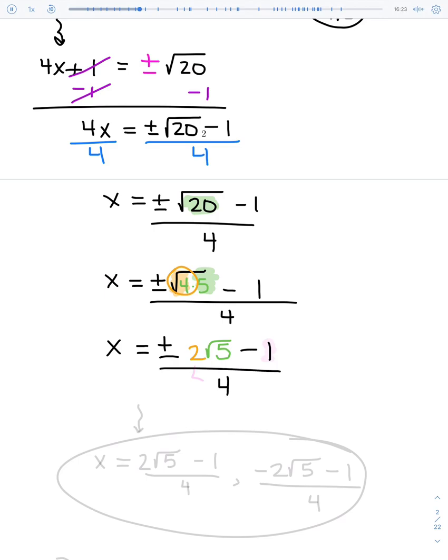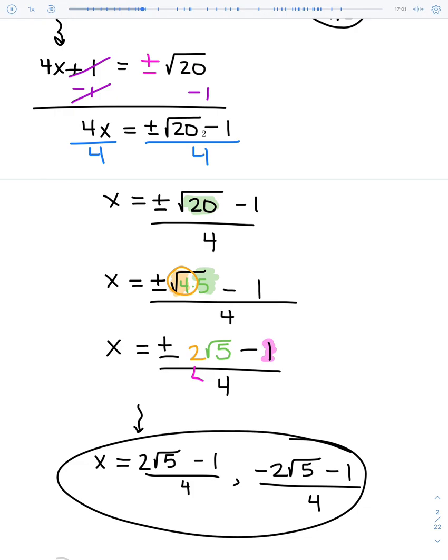Now, I know a lot of students want to reduce the 2 and the 4. You cannot do that unless you can reduce everything by a factor of 2. And your problem that you cannot reduce by a factor of 2 is this 1. Everything has to be reducible by your factor, not just 2 pieces. That's why it's written as one big fraction. So what this does is gives us 2 answers. Positive 2 square roots of 5 minus 1 over 4, and negative 2 square roots of 5 minus 1 all over 4. 2 answers that are pretty messy, but we were able to do this nicely.